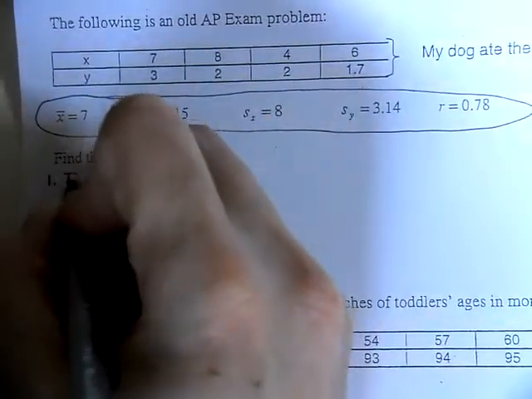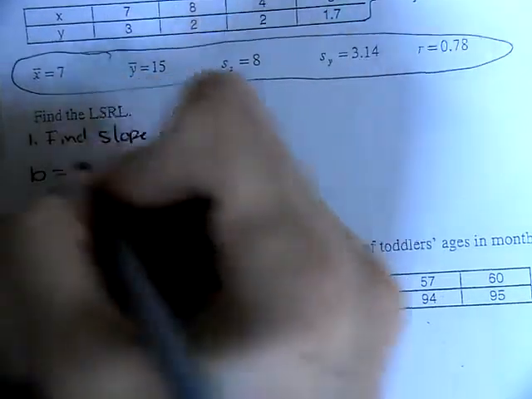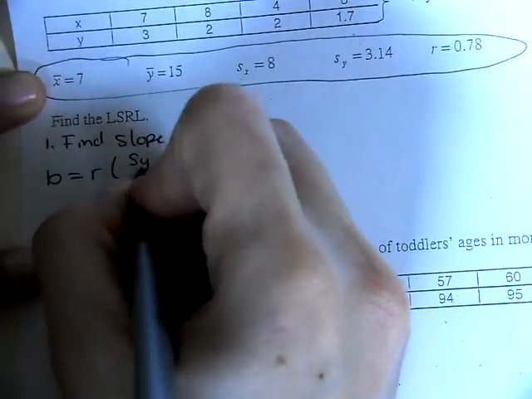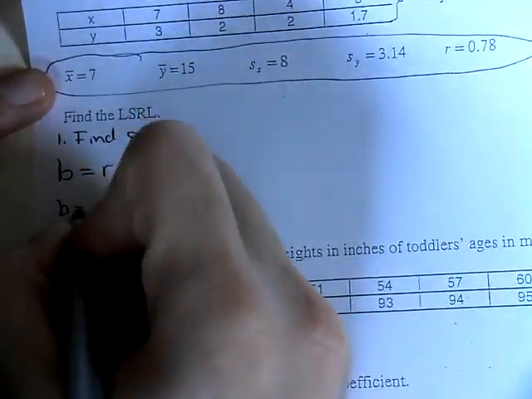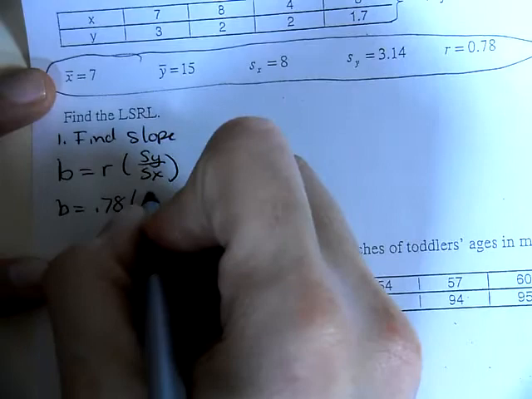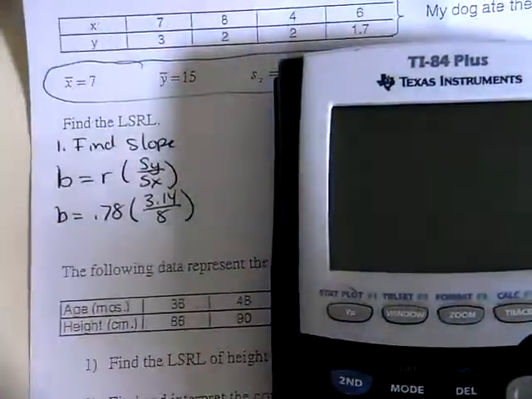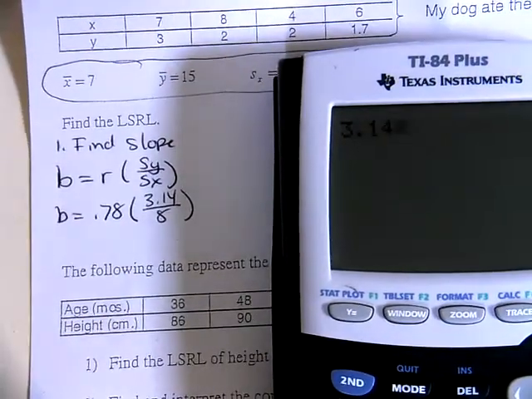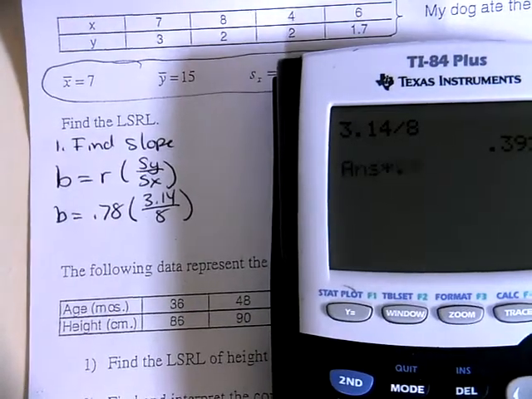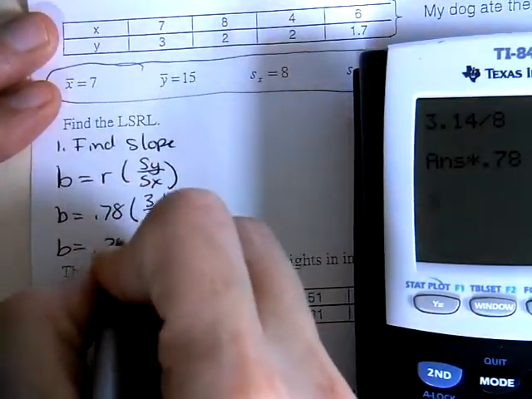So the first thing you're going to do is find your slope. So I'm going to use this equation to find my slope. So b equals r sy over sx. Okay, so b will equal 0.78 times 3.14 divided by 8. 3.14 divided by 8 times 0.78. So here my slope is, let's round, 0.306.